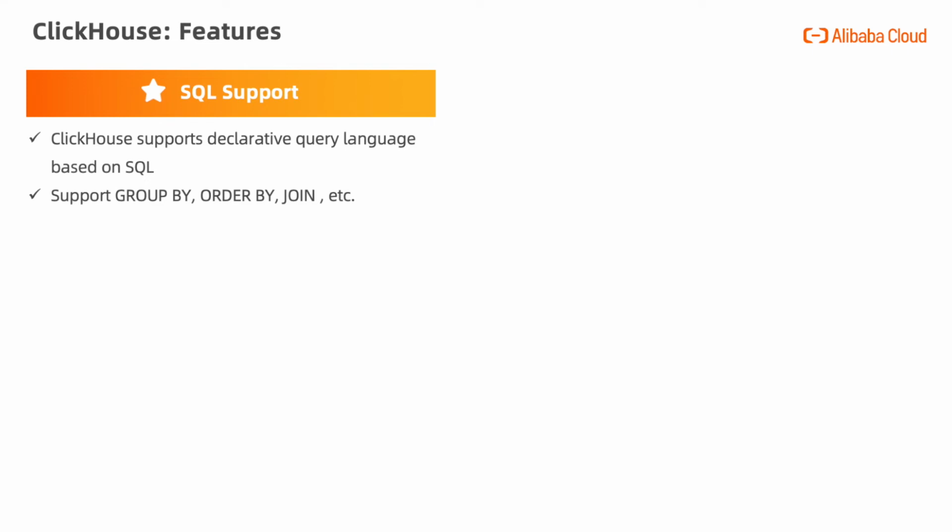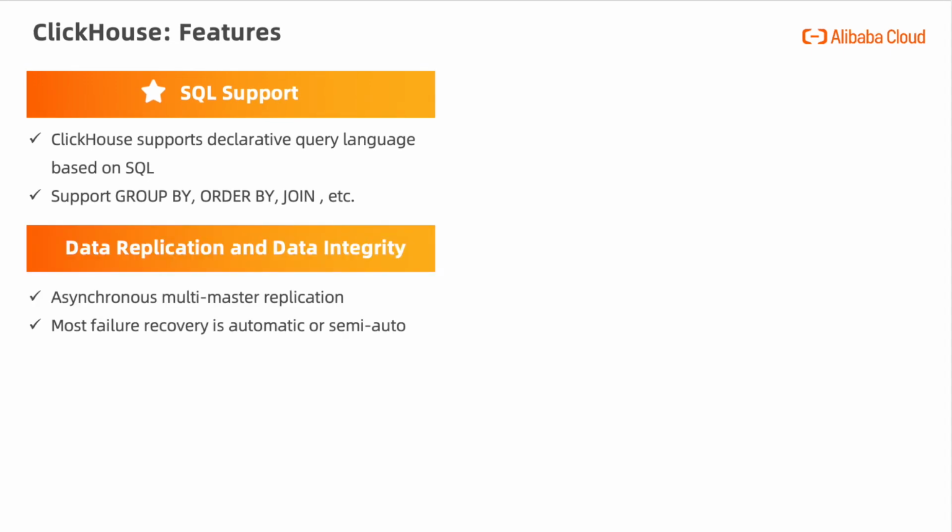Besides, there are 6 features that are good to learn for a better understanding of ClickHouse. First of all, as the SQL structure that we introduced before, ClickHouse is highly compatible with SQL. Actually, in the official documentation, the description is that ClickHouse supports a declarative query language based on SQL. So it could support group by, order by, join, and so on.